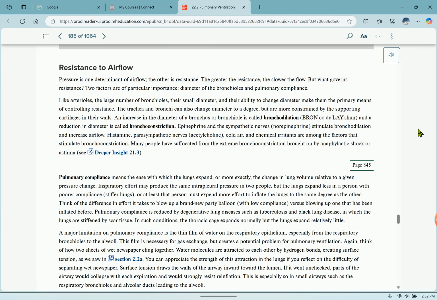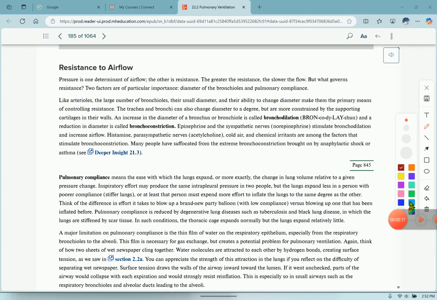All right, let's look at some resistance to airflow and other air physiology stuff that goes inside the lungs. So we'll start with bronchial dilation versus bronchial constriction. Bronchial dilation is where there is an opening in the diameter of the tubes in your lungs, so the bronchioles, and bronchial constriction is where the diameter decreases.